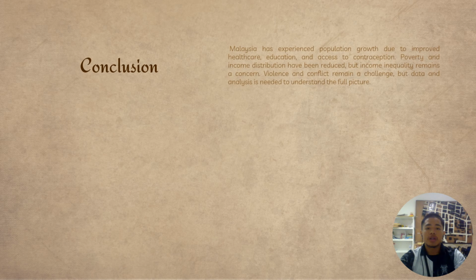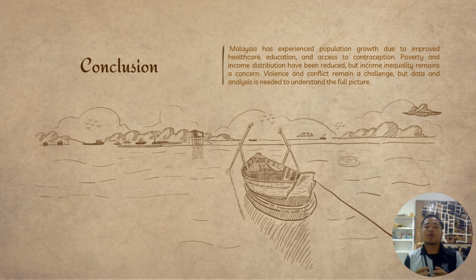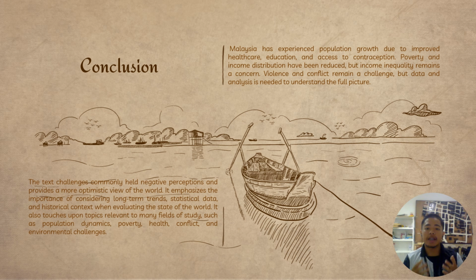Conclusion. Malaysia has experienced population growth due to improved healthcare, education, and access to contraception. Poverty and income disparity have been reduced, but income inequality remains a concern. Violence and conflict remain a challenge, but data and analysis are needed to understand the full picture.